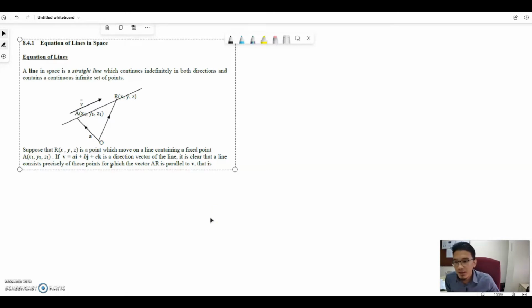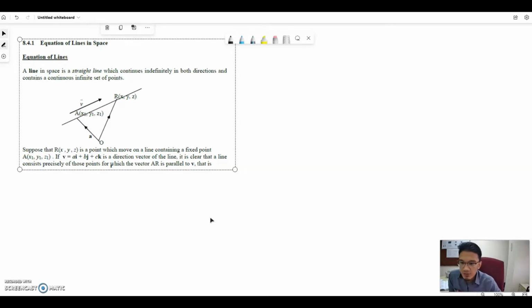Okay, so this video is to cover topic 8, which we will continue from our last lecture. This is subtopic 8.4.1, the equation of lines in space from topic 8, which is the topic of vector. So we already learned about vector. Today we want to look at how to create the equation of a straight line by using vector.